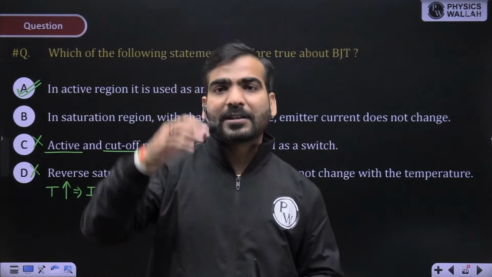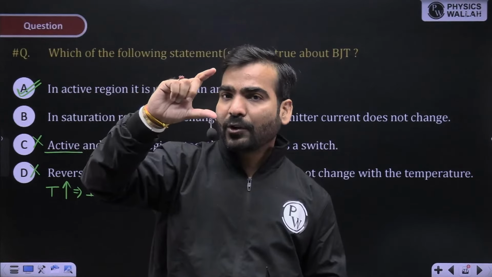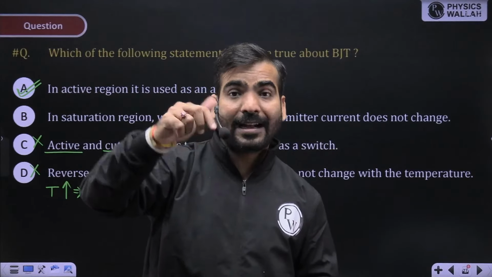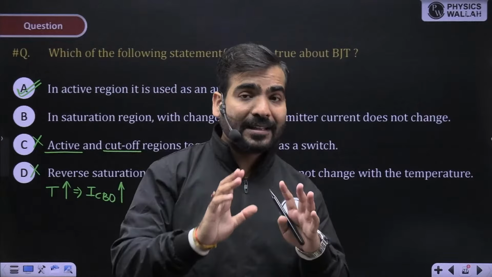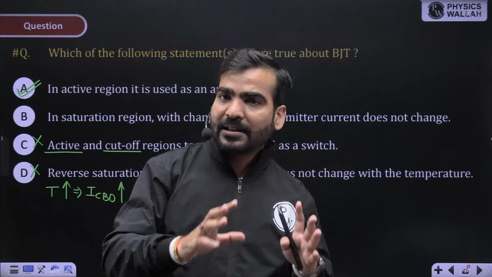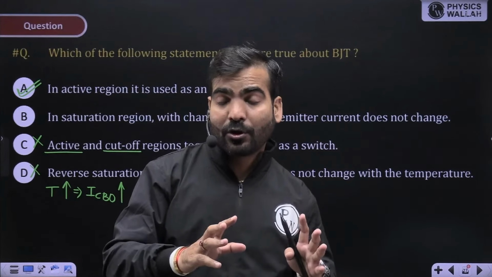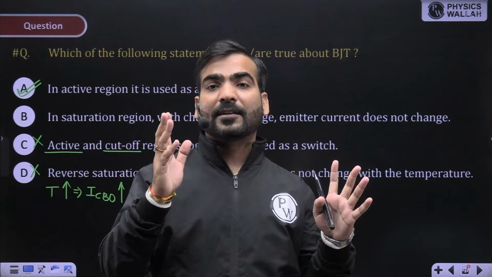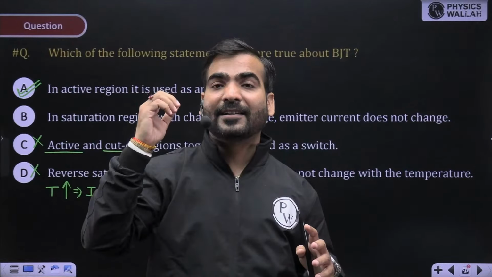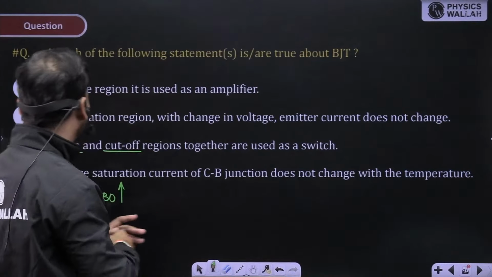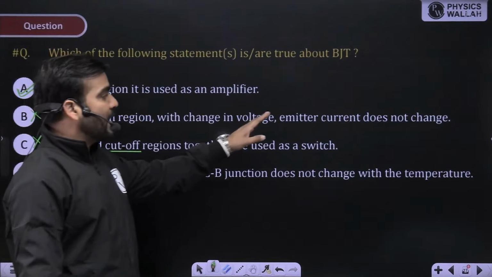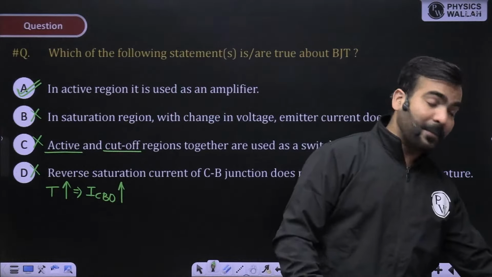So in the saturation mode operation, what happens? Collector to emitter voltage VCE becomes approximately saturated and collector current gets saturated. But in the BJT, even though it is in the saturation mode of operation, base current keeps on increasing, emitter current keeps on increasing, only collector current gets saturated. Okay, so that is the thing. So that's why this is also wrong. In the saturation region with change in the voltage, emitter current does not change. Emitter current changes, my dear friend.